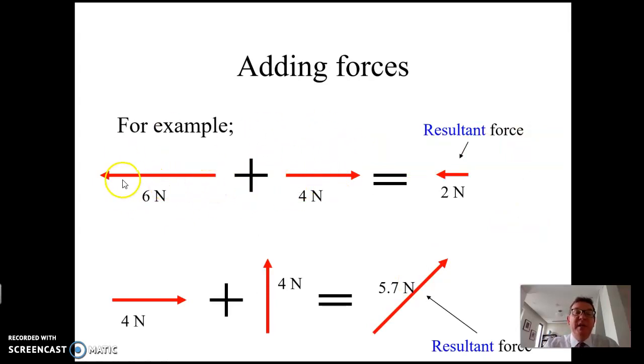Okay, here are some slightly more complicated examples. You can see here a force of 6 newtons to the left plus a force of 4 newtons to the right. The resultant force, if you add them together, is 2 newtons to the left. So when we add two forces together, we get a resultant force. That's the result. If we're going in different directions like this, so 4 newtons in that direction plus 4 newtons in that direction, the resultant force is 5.7 newtons in that direction. If you imagine you're walking a dog and one dog's pulling you in that direction, and one dog's pulling you in that direction, you're going to go in that direction.